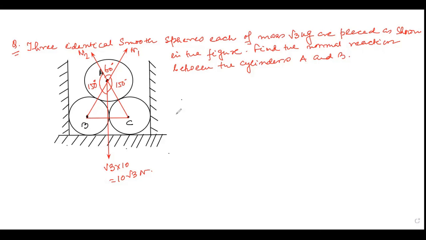Okay. Now, take this point and draw the normal forces and all the forces, correct? First of all, N2 acting along this direction, N1 acting along this direction, and the weight acting along this direction. Mark the angles first. This is 60 degree, this is 150, this is 150. This is N2 and N1, and this is 10 root 3 Newton.